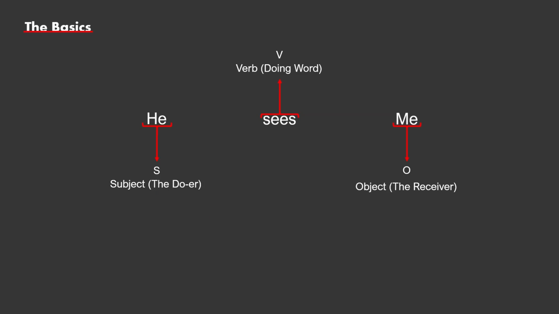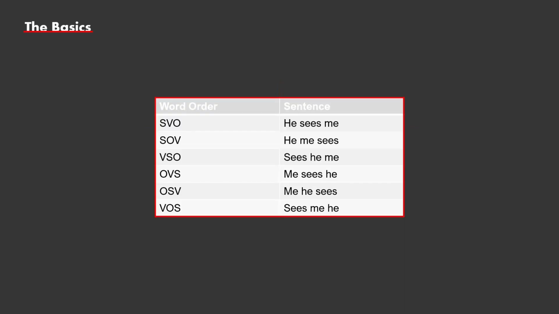There are many variations of word order. In English we use SVO, as you can see here. However, there are about 5 others. And some are more common than others. There is no specific order in this table. They're just interesting.